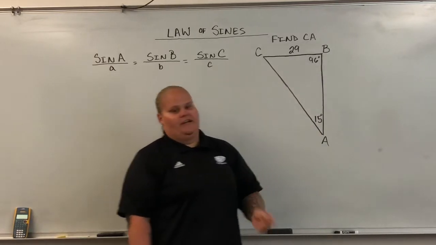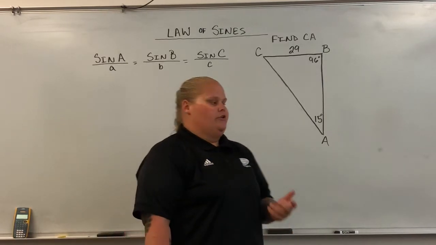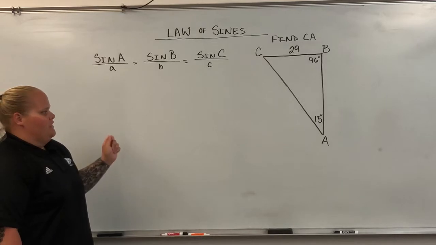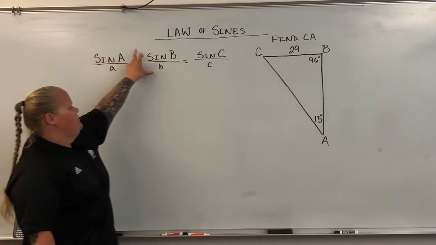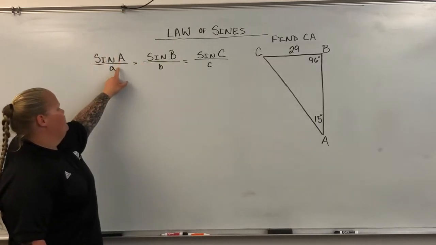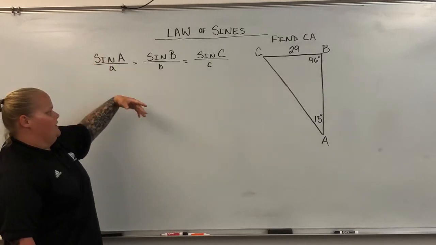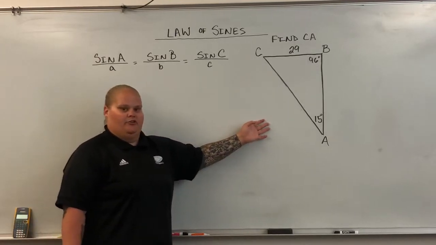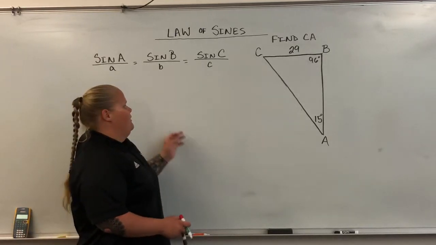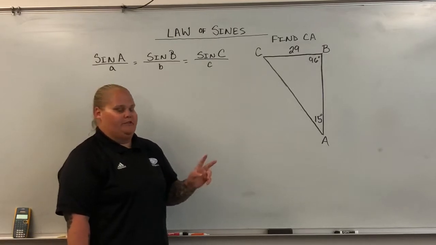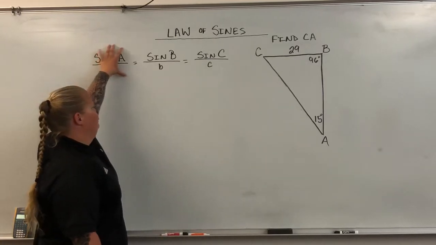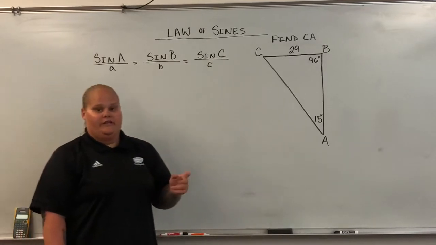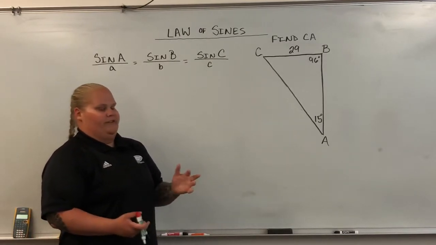To find a missing side or a missing angle of a non-right triangle, you have to be able to use the law of sines. To use the law of sines, we set up these ratios where the angle is related to the side, and it's all sines. We can look at the information our triangle gives us and plug it into two of these pieces. This is one piece, two piece, three piece. We only need to use two to solve for anything that's missing.